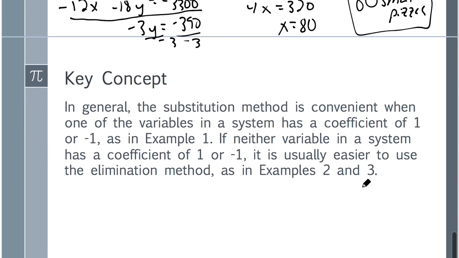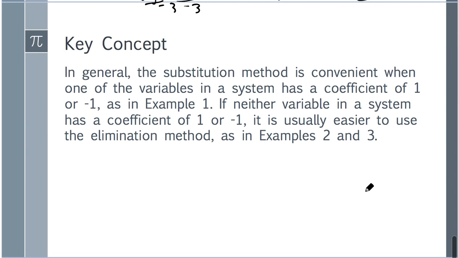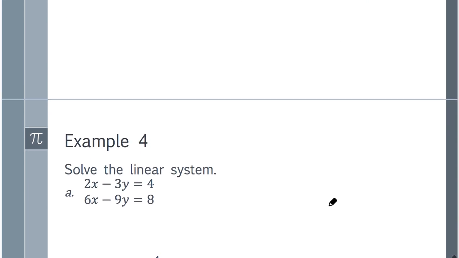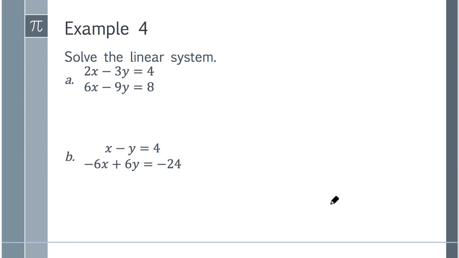So, how do you know what to do? Well, in general, the substitution method is convenient when you can easily solve an equation. And that usually works when one of the coefficients is 1 or -1, as in example 1. If neither variable has a coefficient of 1 or -1, it's usually easier to use the elimination method. So again, you have your choice. Just do whatever is easier for you. So let's look at example 4. We have two ones we're going to do. Let's solve both of these systems.